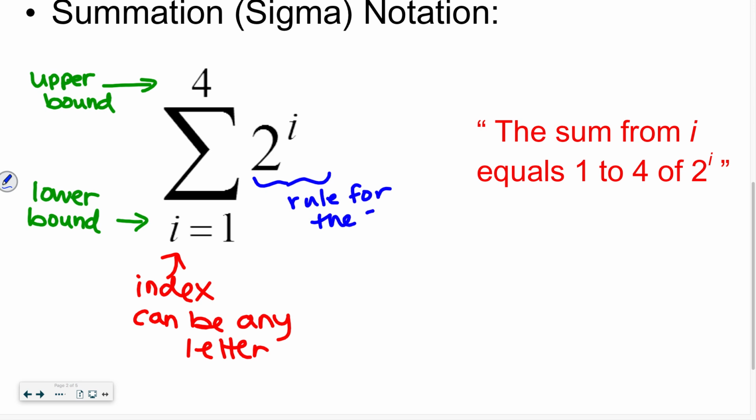So the thing that comes behind the summation notation is your rule. It's like your A sub n. How will you get the first term, second term, third term, fourth term? You'll do 2 to the I. Now, whatever index you've chosen, whatever letter, if you want to use I, N, X, it should match in the rule. So then I used I here.